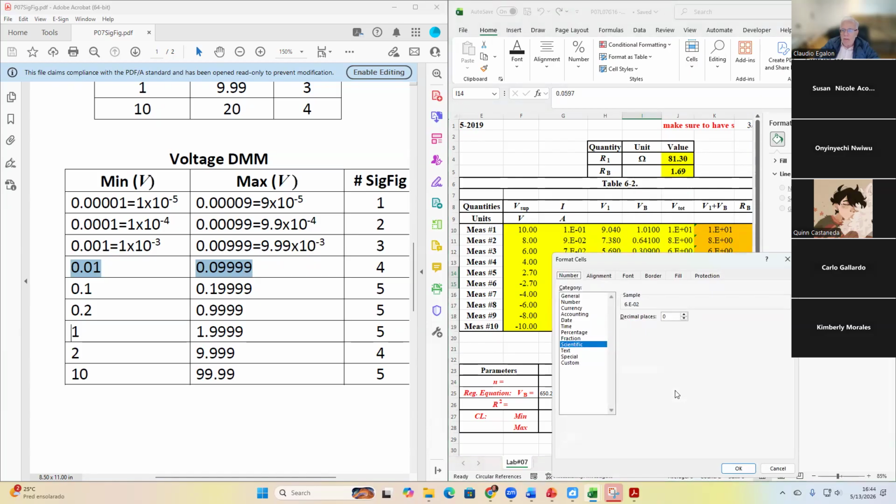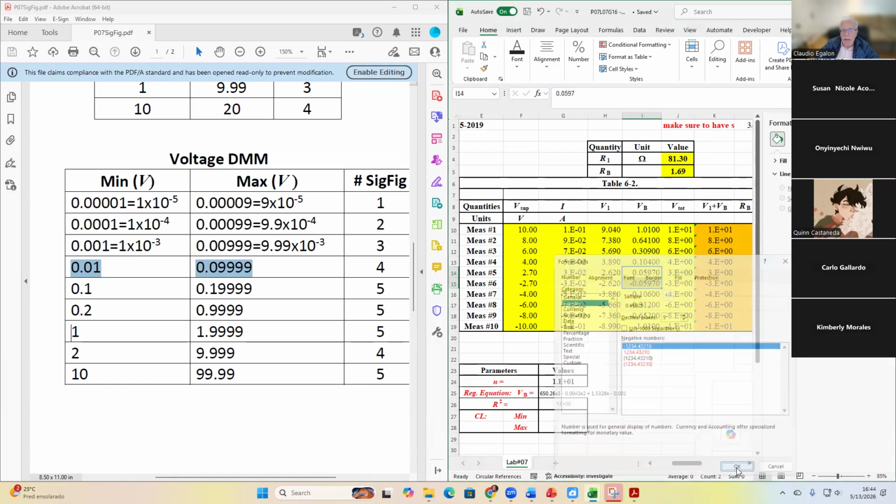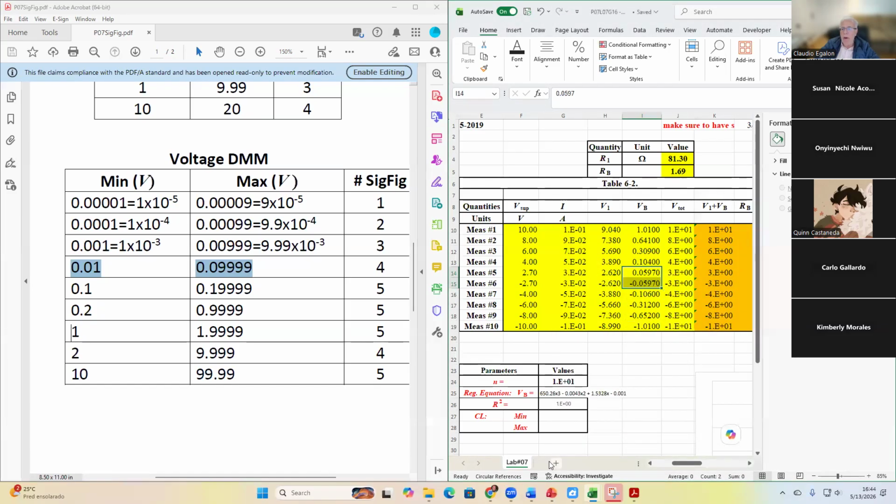Okay, format cell, numeric, 1, 2, 3, 4, 5. Let's see if we got it. 4 significant figures. Yeah, we got 4 significant figures. Did you get the idea? That would be for the voltage measured by the DMM. V total 2 is the voltage measured by the DMM.